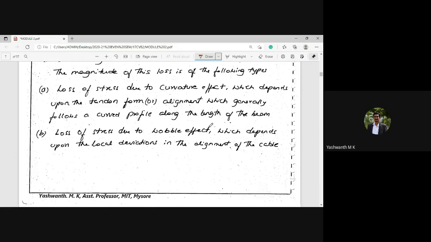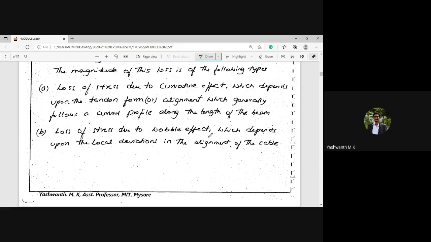Is it clear? Next, loss of stress due to wobble effect. Because of wobbling of a cable, this loss will occur, which depends upon the local deviation. That means deviation of the cable which you have placed from the alignment. If the cable deviates from the alignment, that deviation is because of the wobble effect in the cable. Is it clear? These are the two losses or effects that are going to come across, which in turn will cause loss of stress in the PSC members.